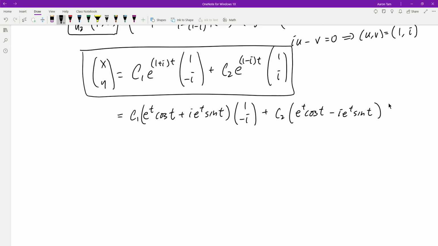Sometimes you can get confused about why that is, because this tends to come out to be e to the t cosine negative t plus i sine negative t. The problem is that cosine negative t is just cosine t, while sine negative t is actually negative sine t. So that's the reason why it turns into that. So now we can try to figure out what's going on with this.